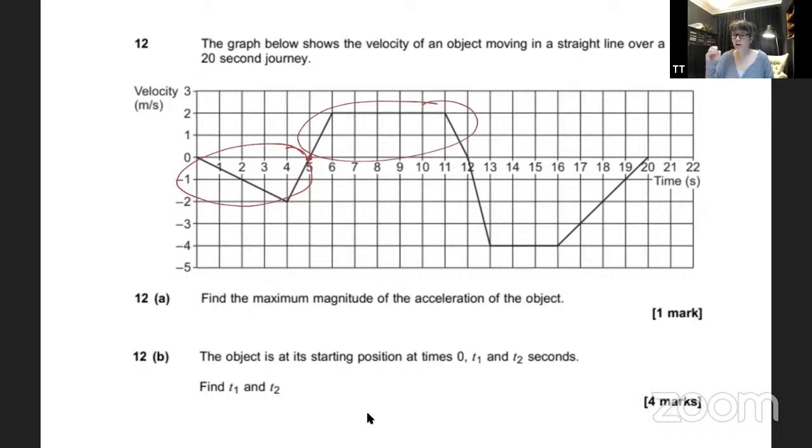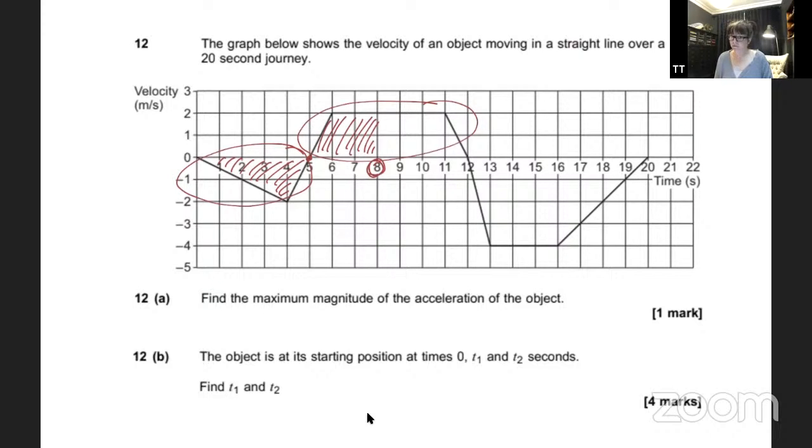Now, at some point, when it's gone left and then stops and then goes right, it might get back to where it started. When it gets back to where it started, its displacement is 0. So the amount it went to the left equals the amount it went to the right. And that will give you a time when it gets back to its starting position.